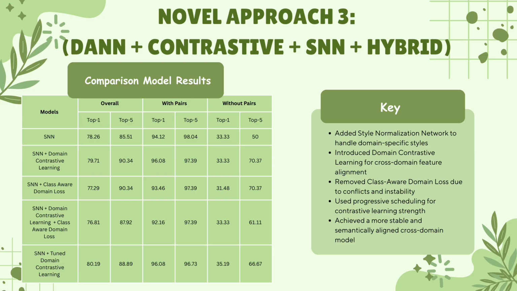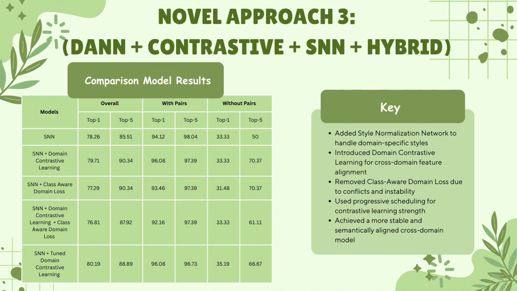A class-aware domain loss was also experimented with, but it was ultimately removed as it only aligned statistical variances, was numerically unstable, and its goals conflicted with the contrastive learning, creating a messy optimization process. The final optimized solution removed that complex loss.